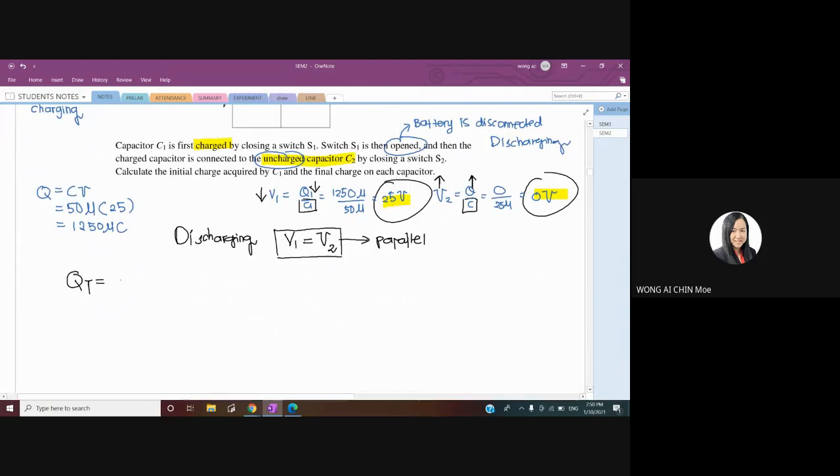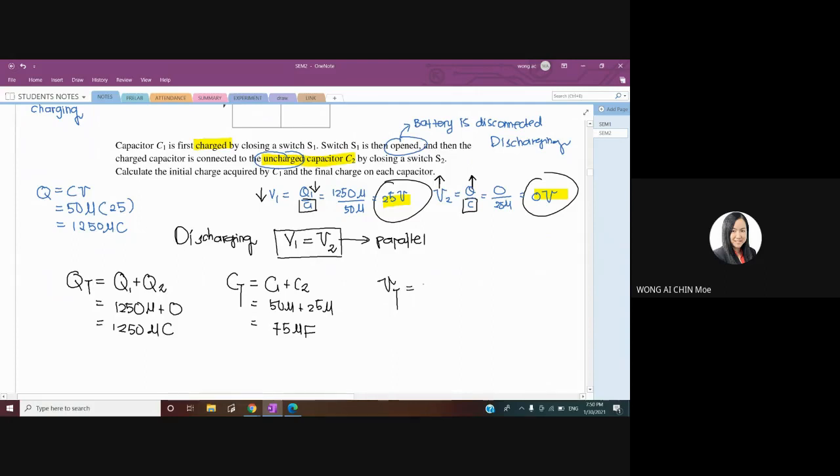Our Q total, because it's parallel, is Q1 plus Q2. Refer back to the parallel case. Q1 initially we have 1,250 micro plus 0, so you get 1,250 microcoulomb. How about C total? Because this is parallel, C total is C1 plus C2, where we have 50 micro plus 25 microfarad, so we will have 75 microfarad.